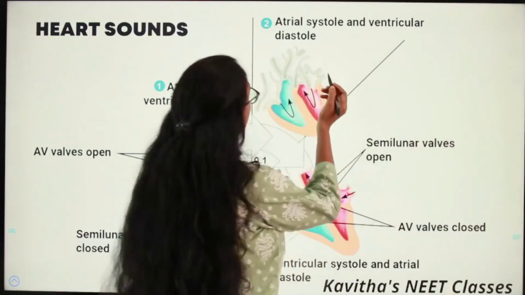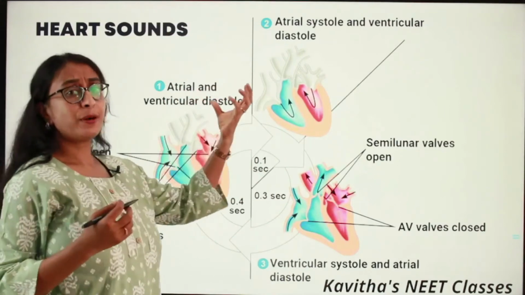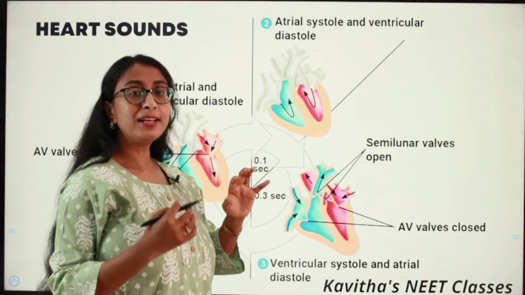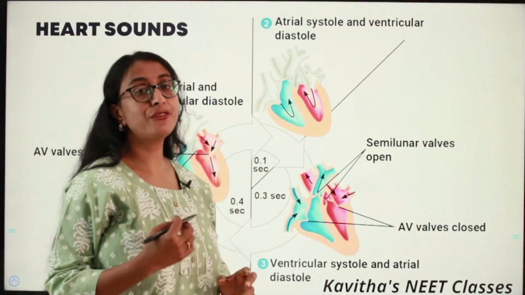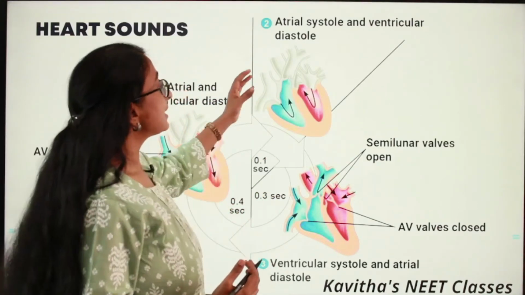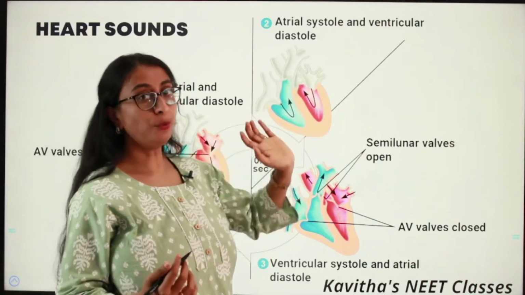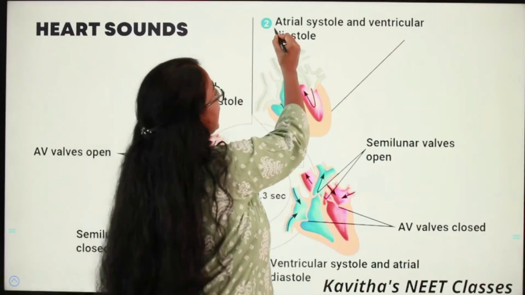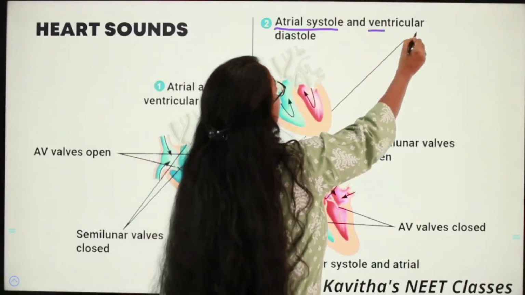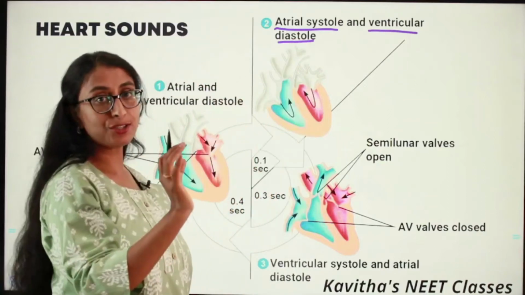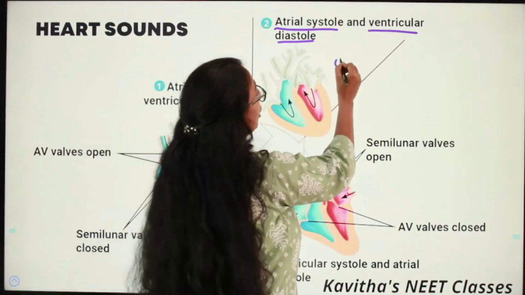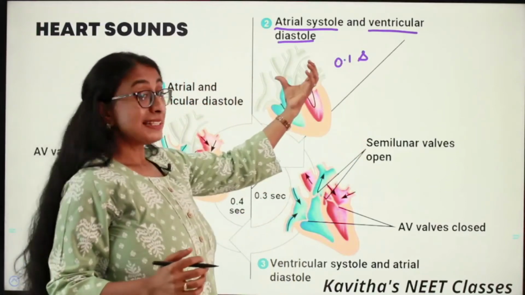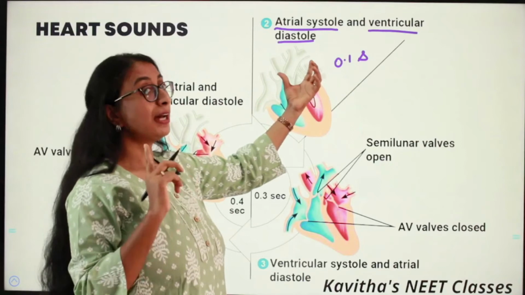Now, the increase in pressure of the atrium causes the blood to flow from the atrium to the ventricle. In addition to that, the electric impulse generated by the sinoatrial node causes increased blood flow from the atrium to the ventricle. So now the atria are in a contracted state, that is atrial systole, and the ventricles are in a relaxed state, that is ventricular diastole. This stage lasts for 0.1 seconds. At this stage, remember the semilunar valves are closed.